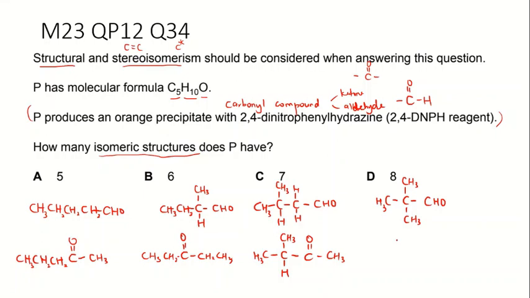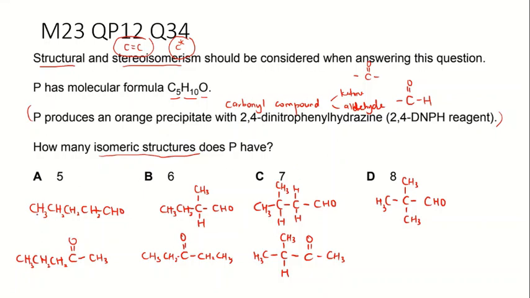Now, I can start considering stereoisomerism. You can see that in all these ketones or aldehydes P, there isn't any carbon-carbon double bond in the structure. So that means none of these isomers will show cis-trans isomerism. Then we have to consider the second one. Can we find any chiral carbon in any of these compounds?